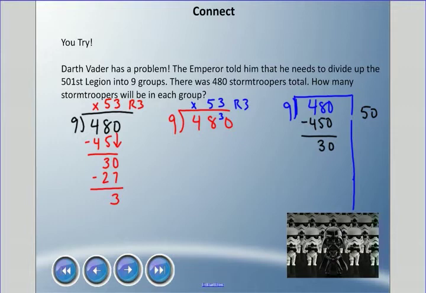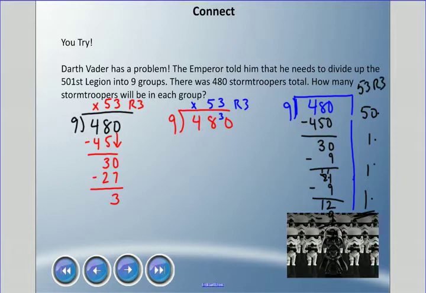Let's pretend I don't know my 9 times tables that well. Let's say 9 times 1. Well, 9 times 1 is 9. That'll leave me at 21. Let's say I do it again. Subtract another one. I'm just trying to show you that it doesn't really matter what you pick. Here I'm left with 12. Well, I'm going to do 1 again, and I'm left with 3. So I add this all up. 50 plus 1 plus 1 plus 1 is 53, remainder 3.